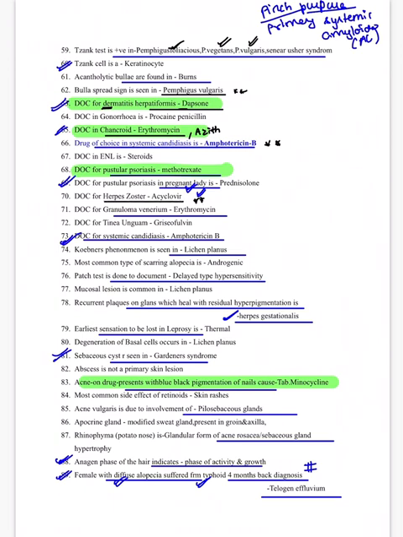For herpes zoster, it is acyclovir, guys. Okay. Now coming on to the other things. Okay. Earliest sensation to be lost in leprosy? Thermal sensation is lost earliest. Okay, guys. Now coming on to the phases of hair. See, rhinophyma, we talked about the potato nose, acne rosacea, guys. Anagen phase is the first phase, that is the growing phase.